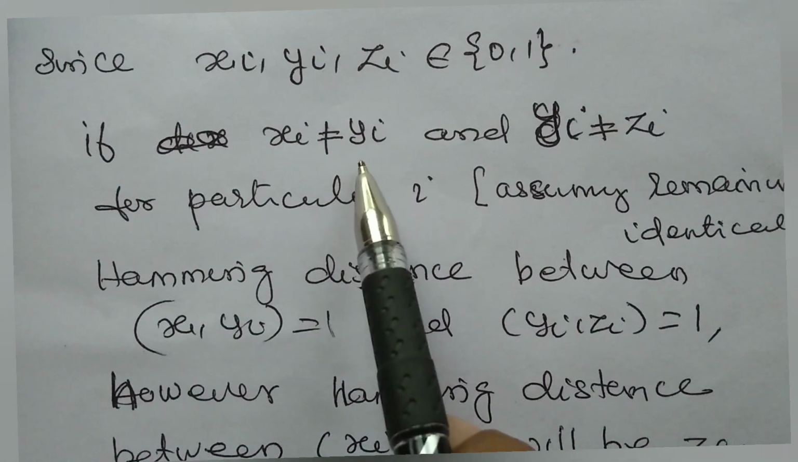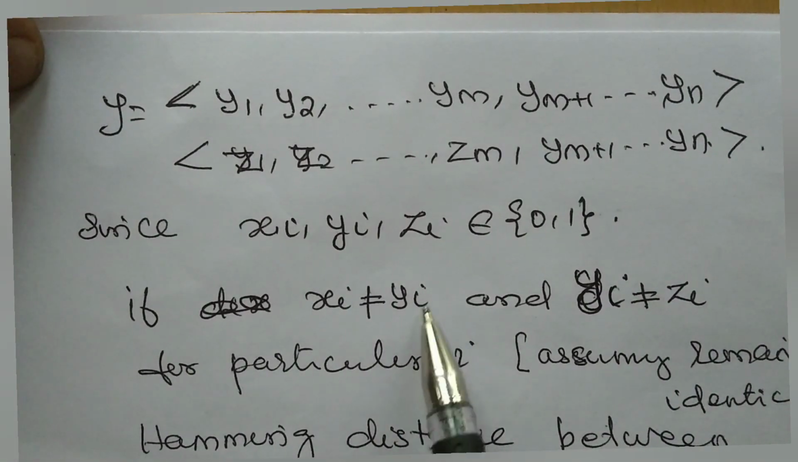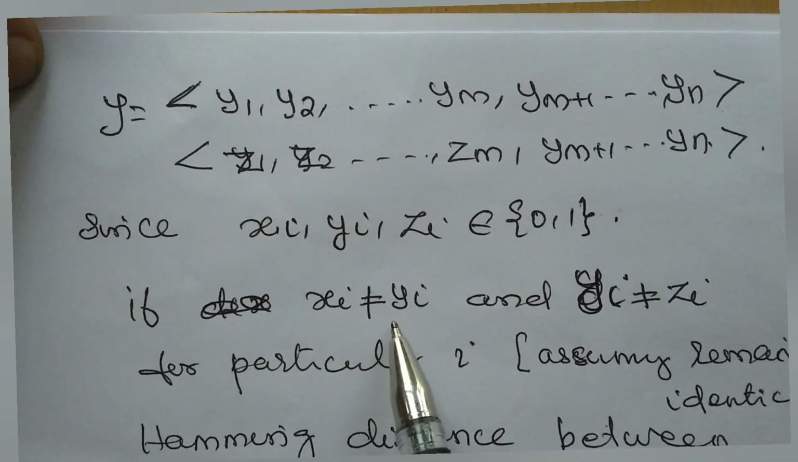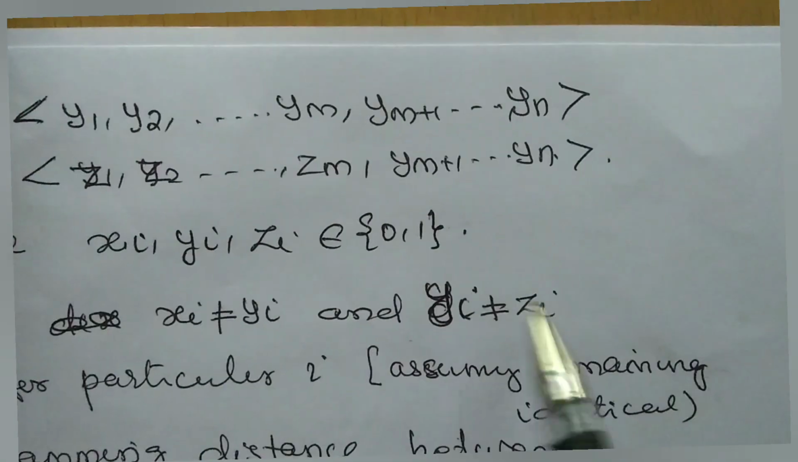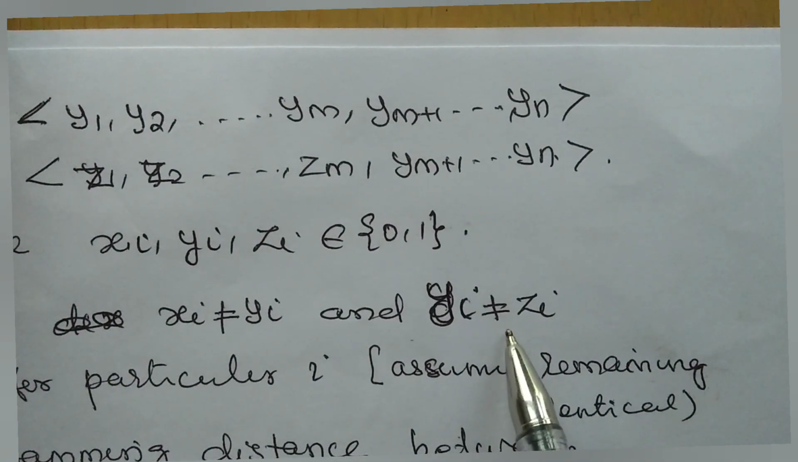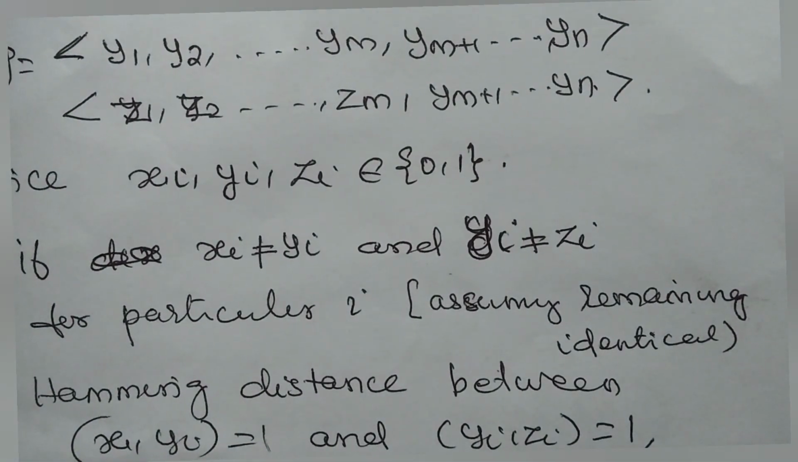If xi is not equal to yi, that means the coordinates of x and y are not identical, and the coordinates of yi and zi are not identical, which means its distance is equal to 1.